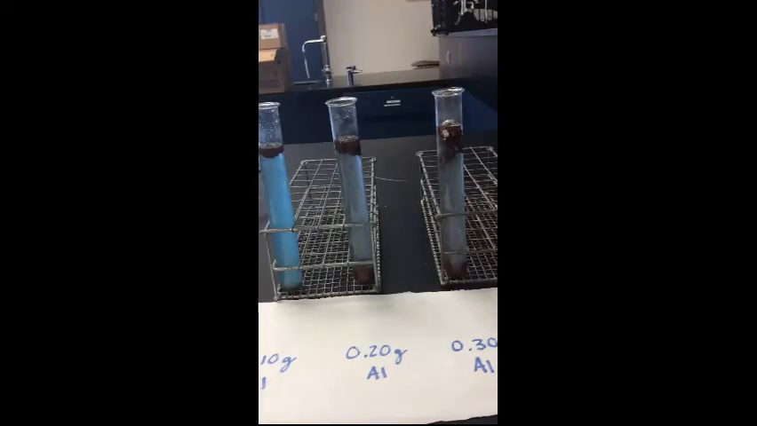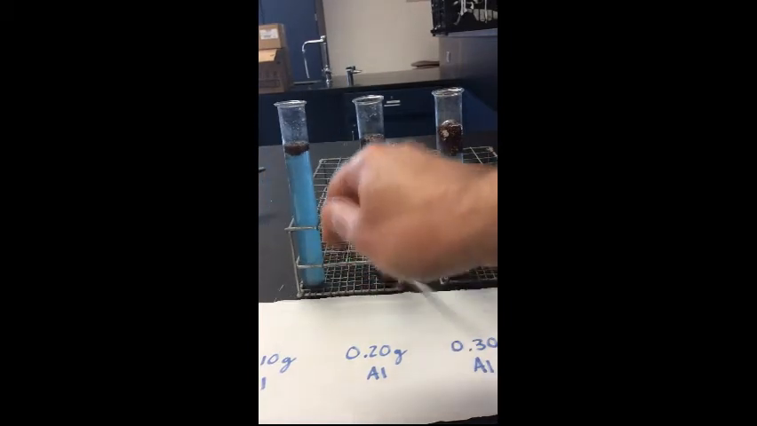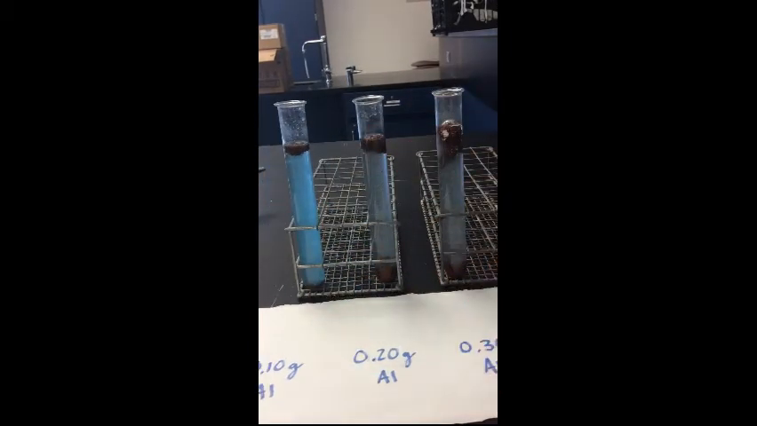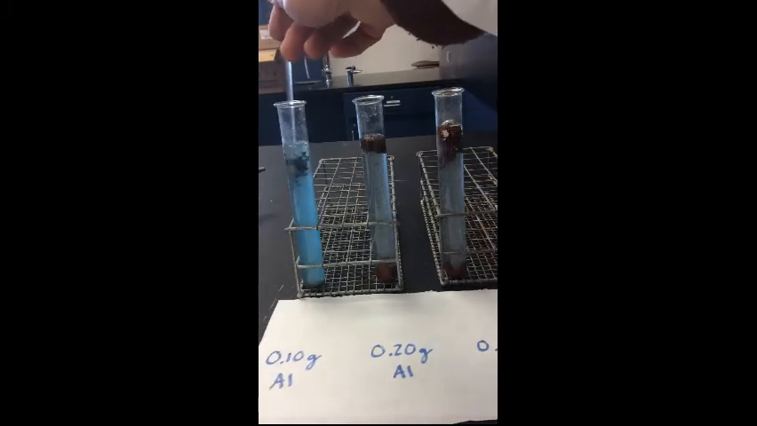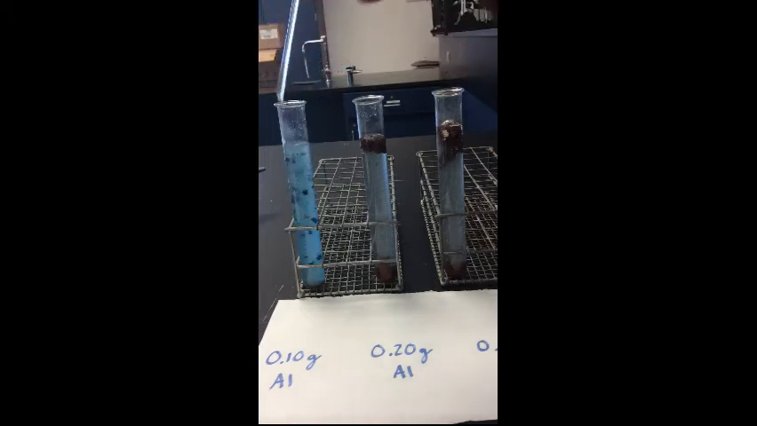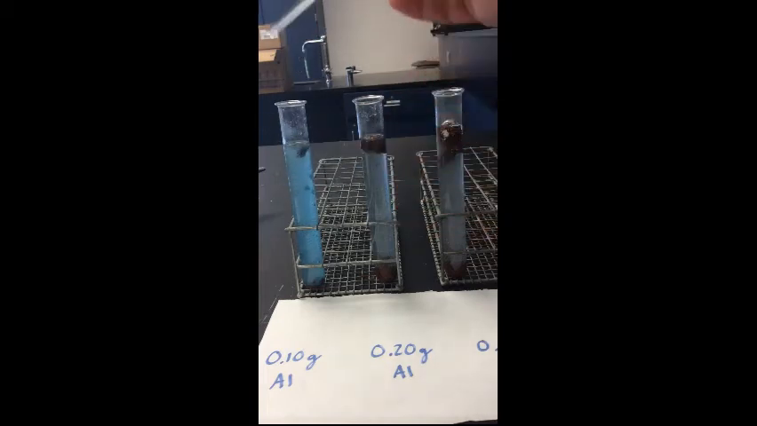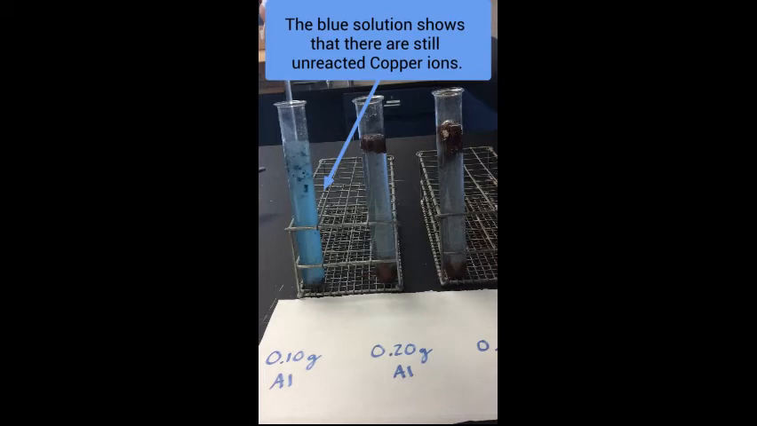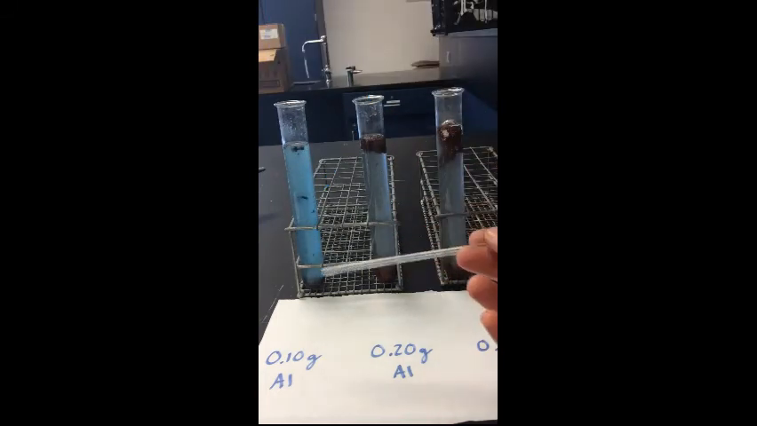So now the reaction is pretty much done, and we're going to look at these one at a time. So if we take a look at the one that had 0.10 grams of aluminum, notice that we formed a lot of copper. This is copper that was formed. There is no aluminum left, and yet there is still a blue color here, which tells you there's still some copper ions here. So we used up all of the aluminum, but we had excess copper 2 chloride. So this was not a complete reaction from the standpoint of the copper 2 chloride.